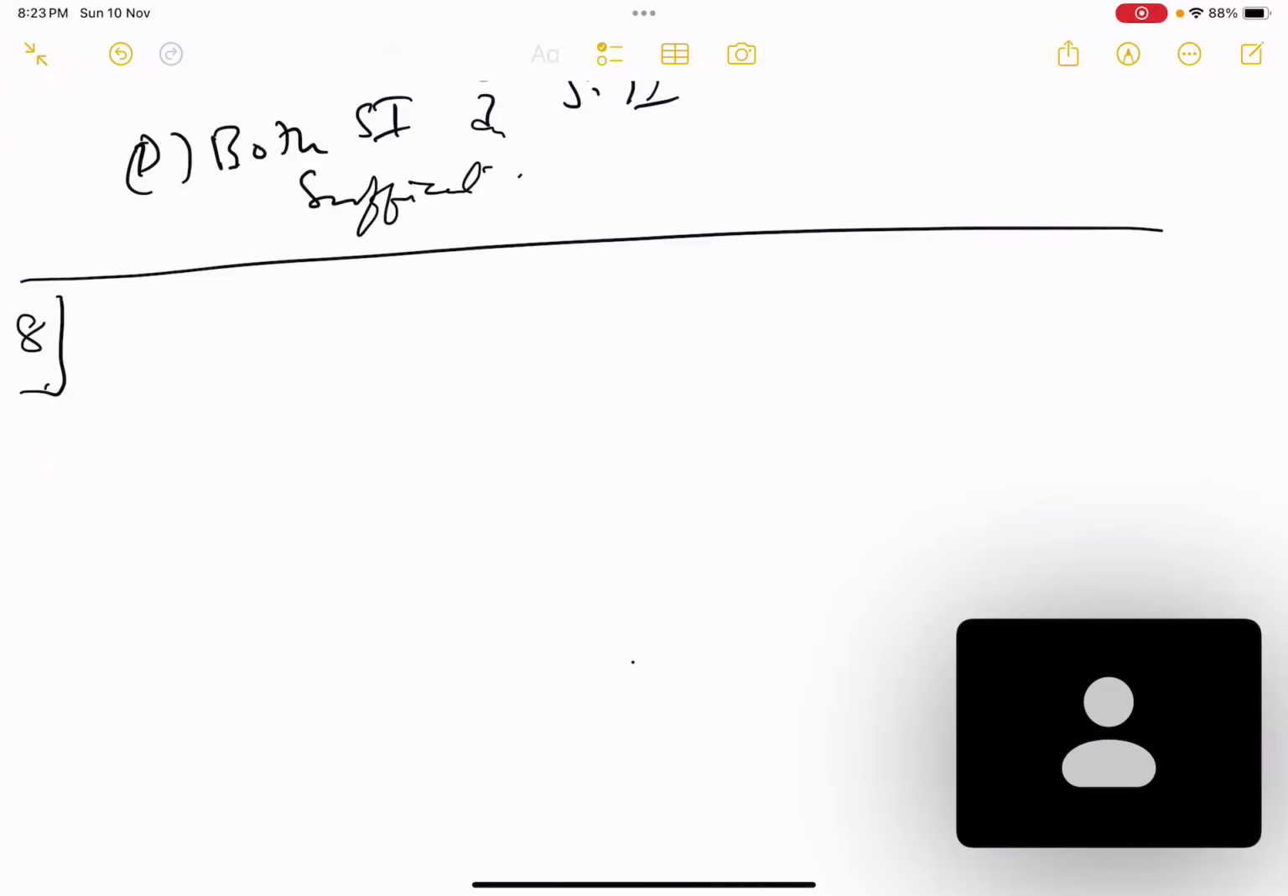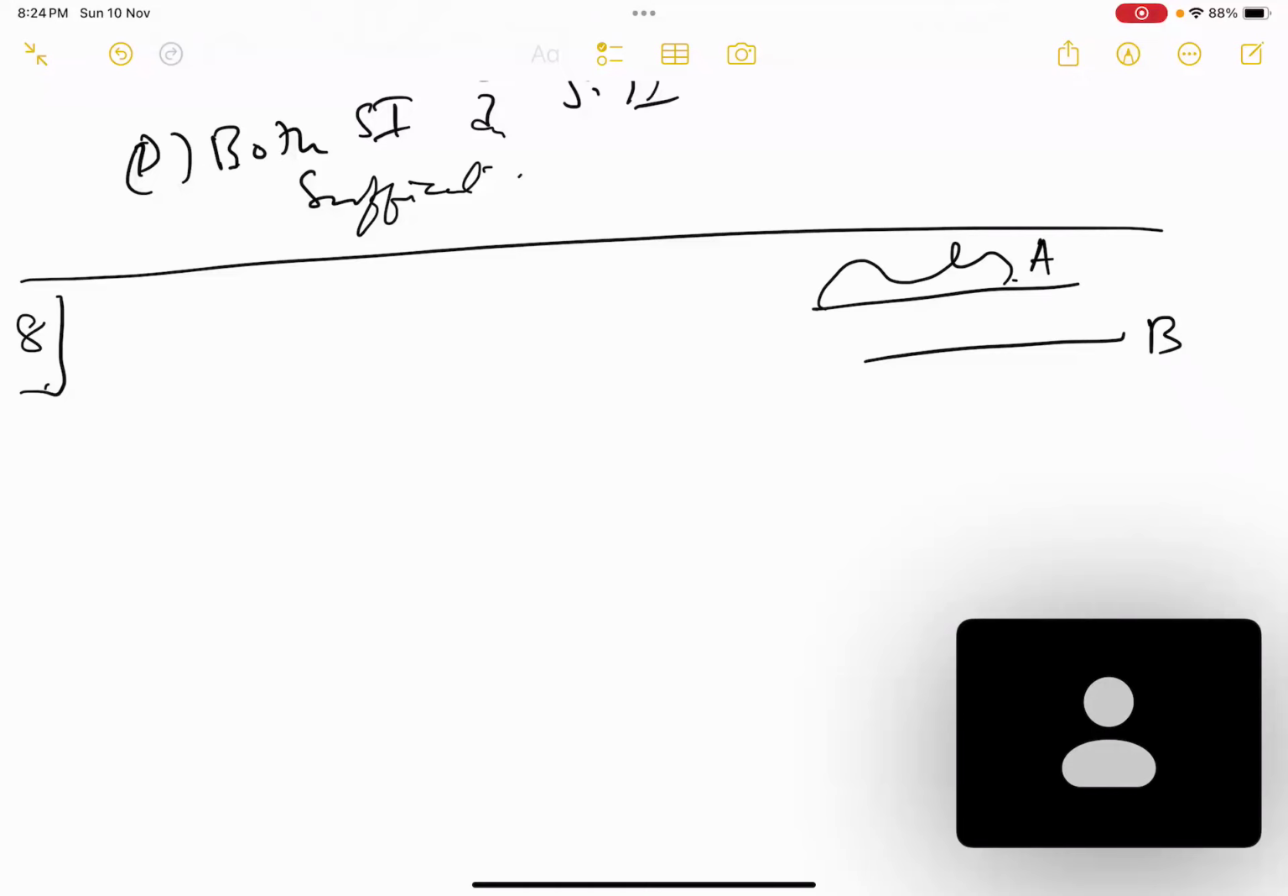Number 8 gives the train, right? It's a question on trains. So we have to find the length of the running train A crossing another train B. So there are two trains, A and B, and we have to find out the length of train A.